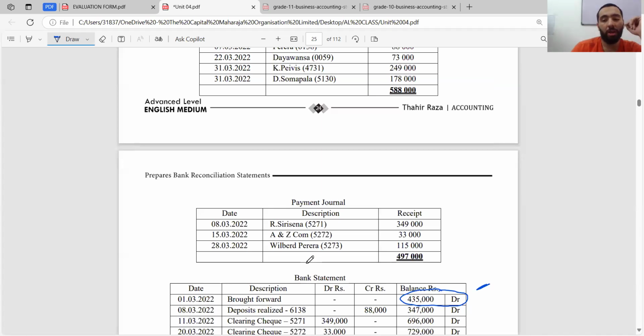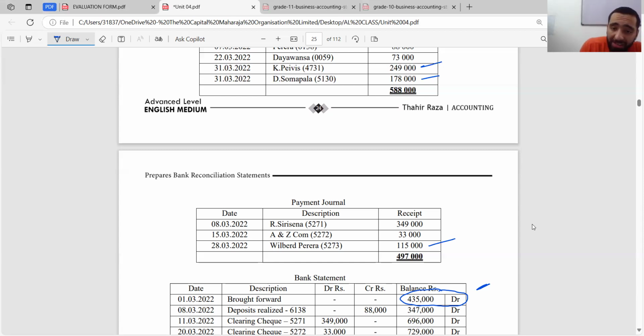Now we are going to check. Yes, very good. Ziana has given the answer. This 249,000 is not available. This Somapala 178 is also not available. And this 115,000 is also not available. Now you have to identify what's the next step.